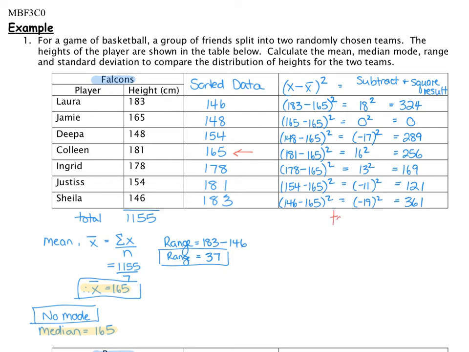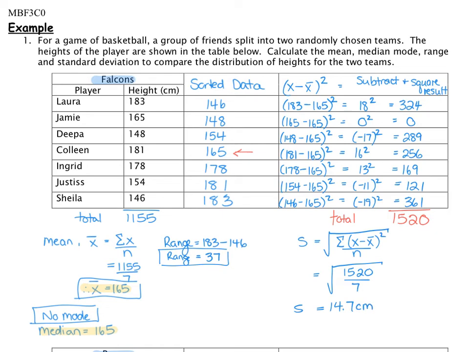Now we are going to find the total of that column because we will need the sum. Again, punch them all into your calculator. You get 1,520. Okay, so here we go with our standard deviation, S. Our formula is we take the sum of that column, divide by how many there are, and simply take the square root of the whole thing. So the square root of the sum of that whole column, 1520 divided by 7. Punch that into your calculator, and you should get 14.7 centimeters. That tells you how spread out the data is.